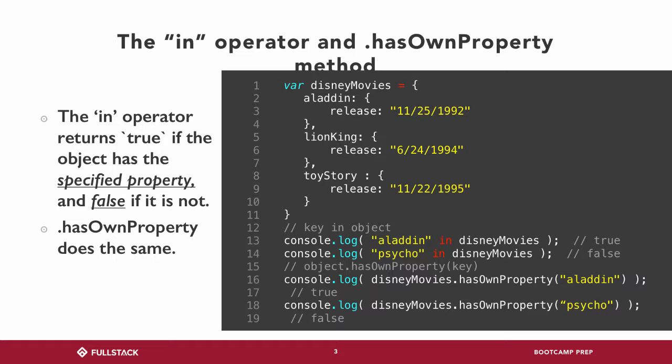The hasOwnProperty method is attached to every instance of an object, and that acts the exact same way, returning a true or false Boolean of whether or not that key is in the object, but we invoke it off of the object. So Disney Movies has the method hasOwnProperty, and you pass in the key that you're searching for.